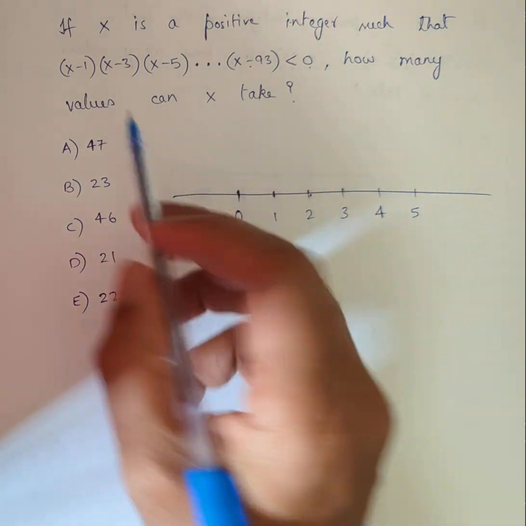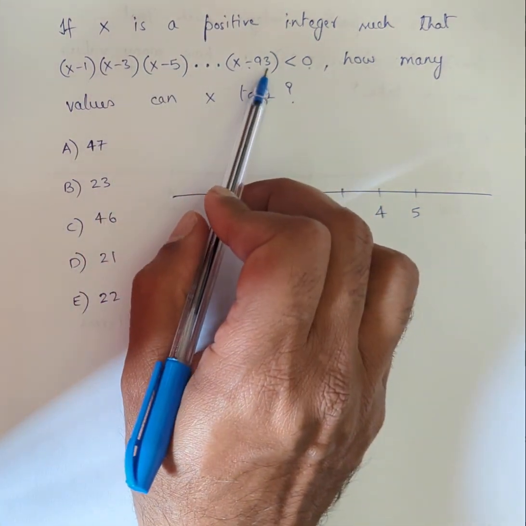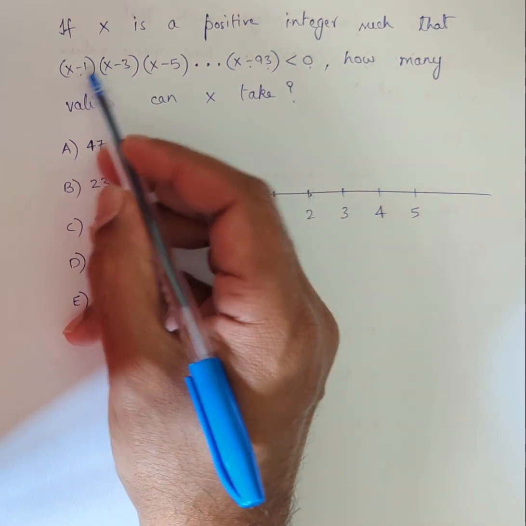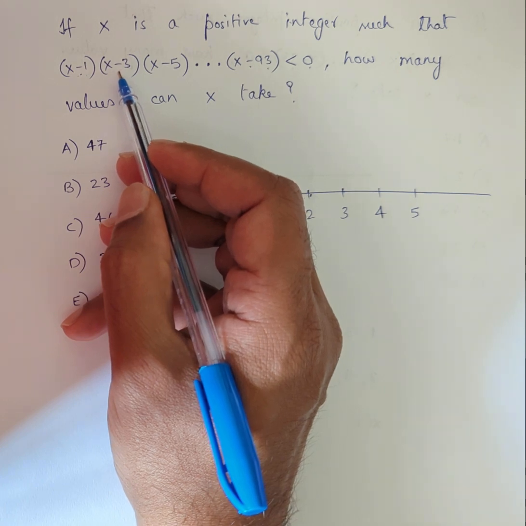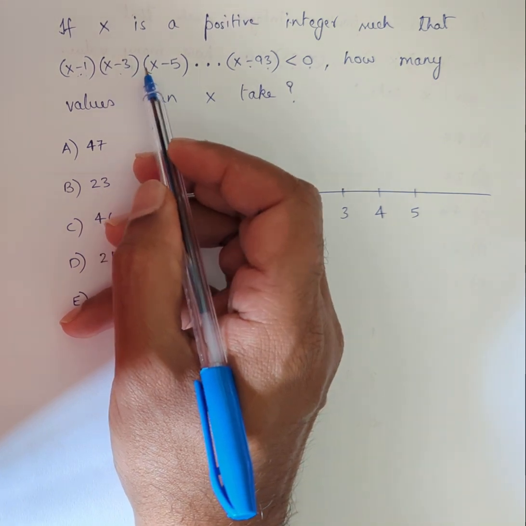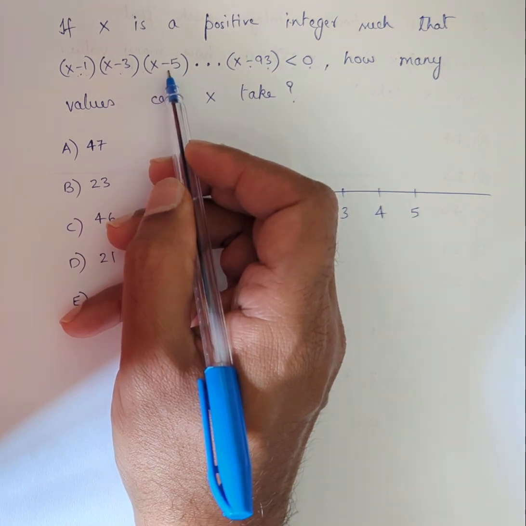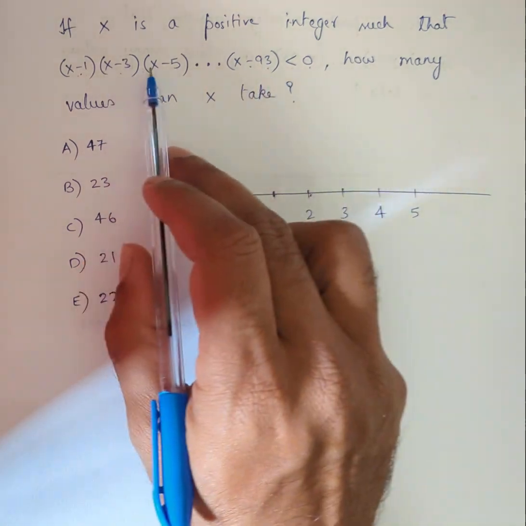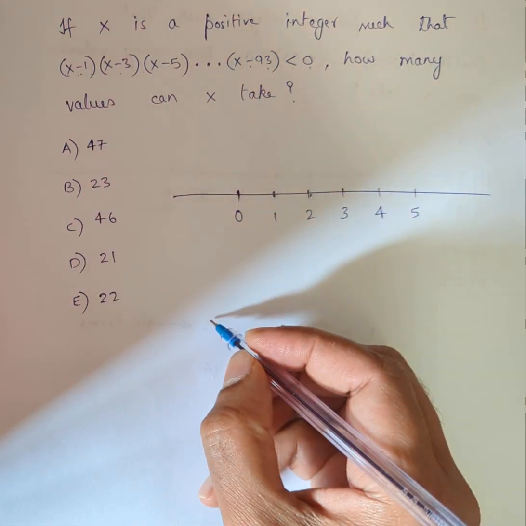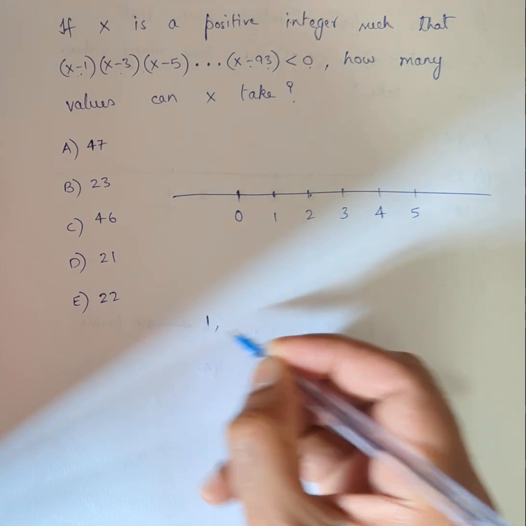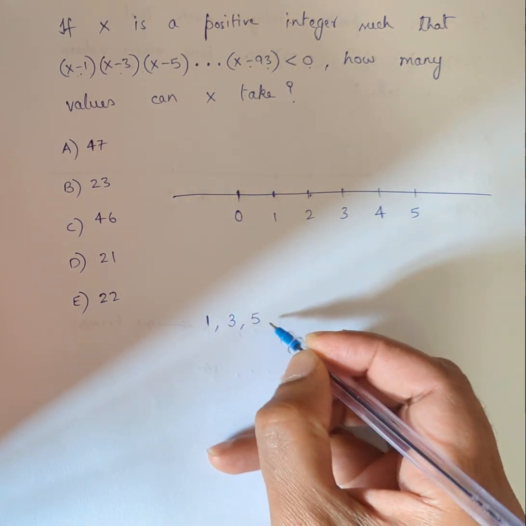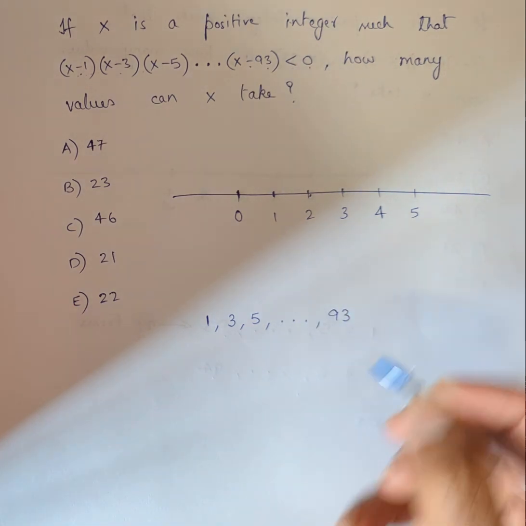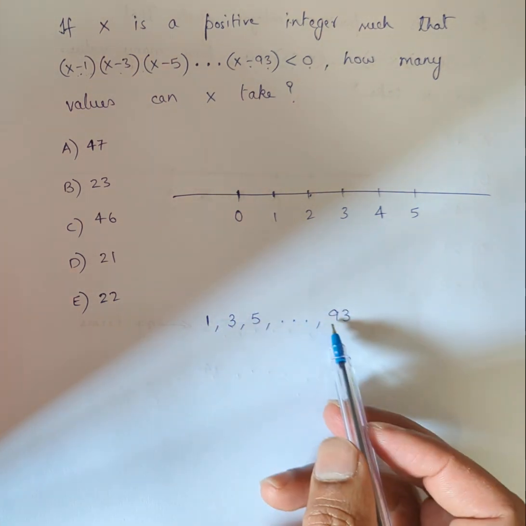All right, so first of all, let's see how many factors we have. It starts at x minus 1, then skips x minus 2, then goes to x minus 3, skips x minus 4, then you have x minus 5. So it looks like you have x minus an odd number, and it starts at 1 and goes through 93. Let me write down this sequence: 1, 3, 5, all the way up to 93. Now I have to be careful. How many terms are there in this sequence?